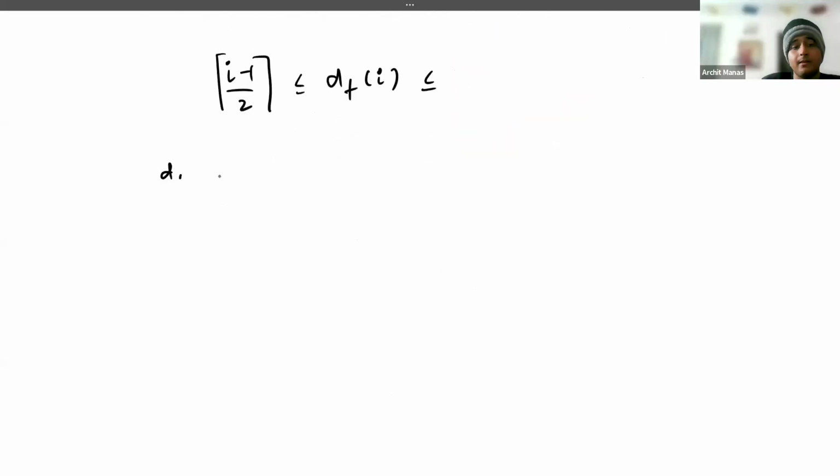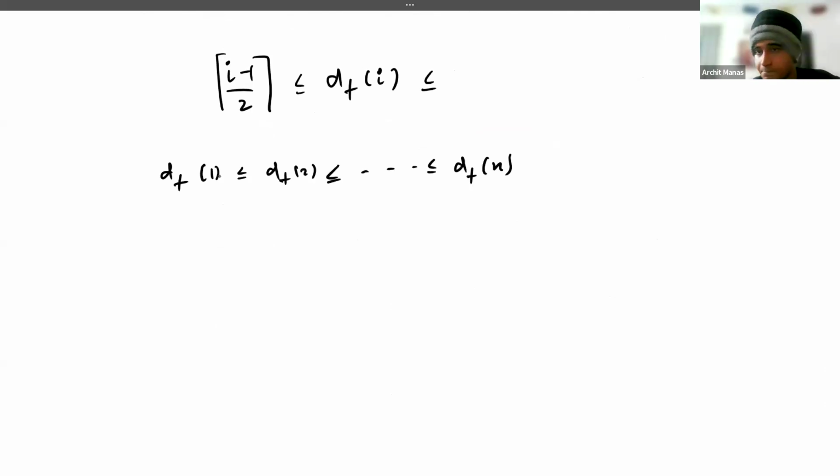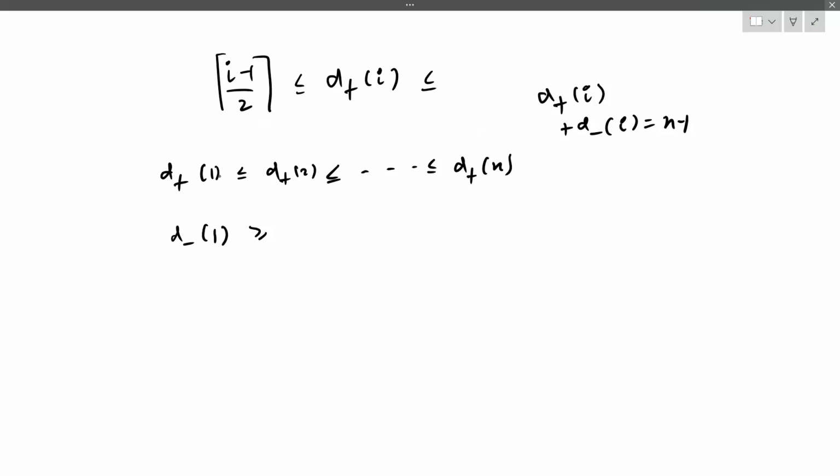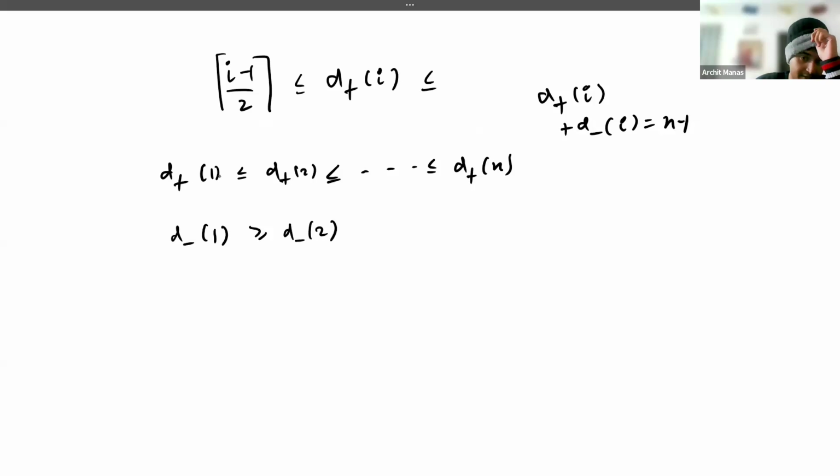Okay. So d plus of 1 is at most d plus of 2, all the way till d plus of n, right? Yeah. Now, note that we also have, because d plus of i plus d minus of i is always equal to n minus 1, because every edge is connected, that d minus of 1 is at least d minus of 2, and so on all the way till d minus of n.